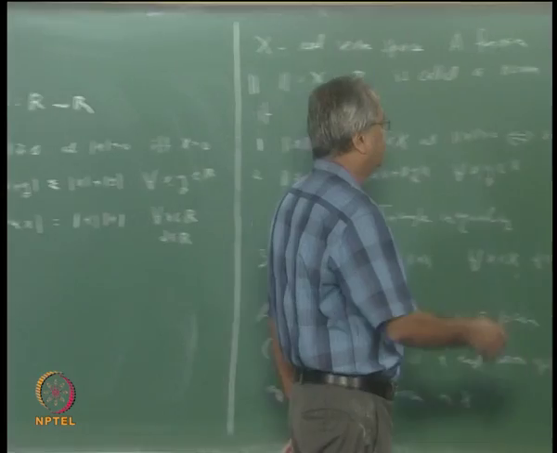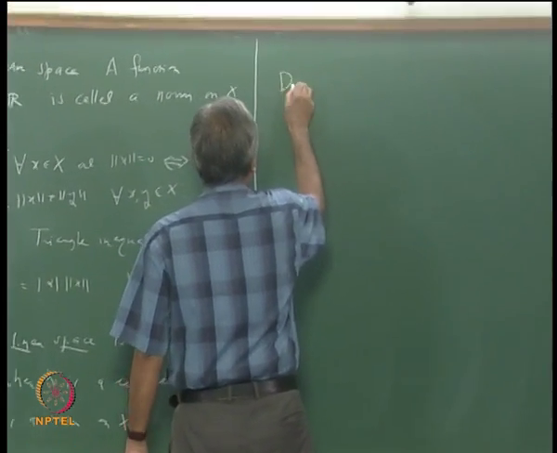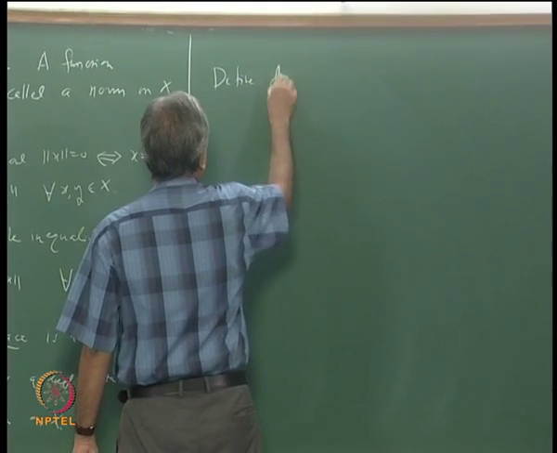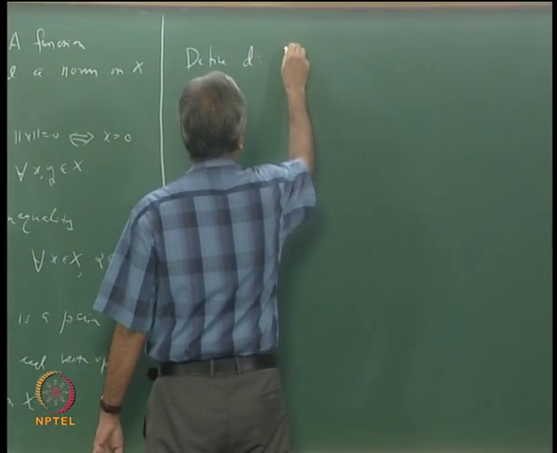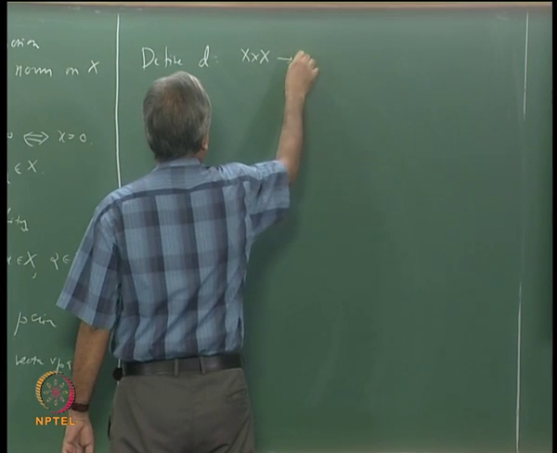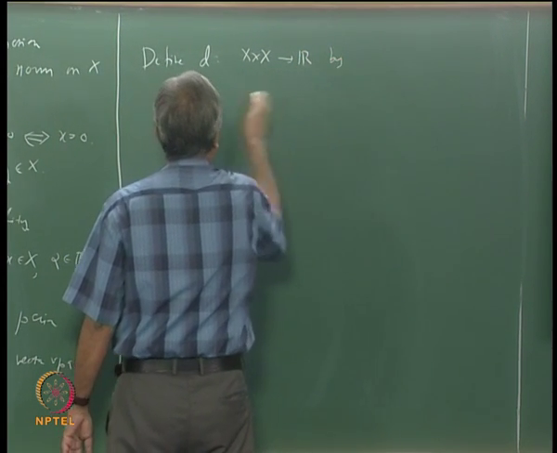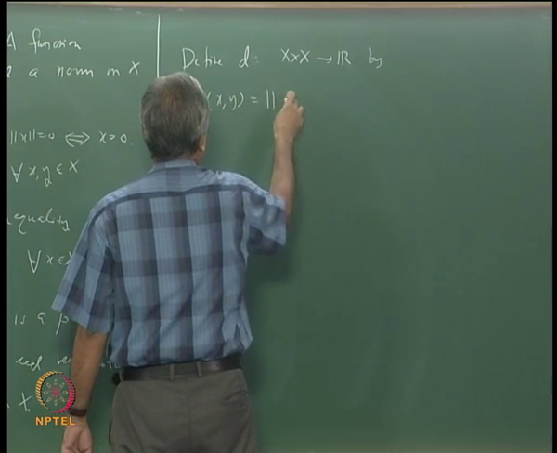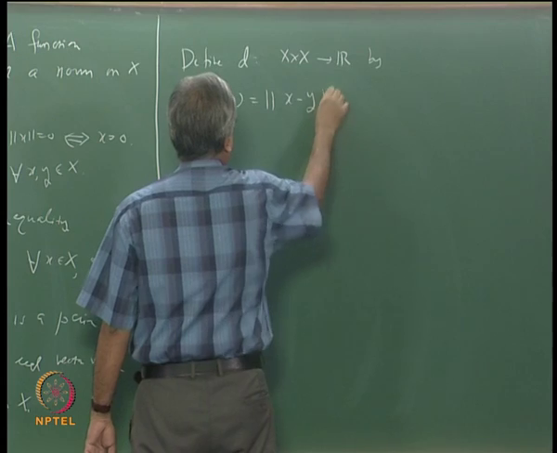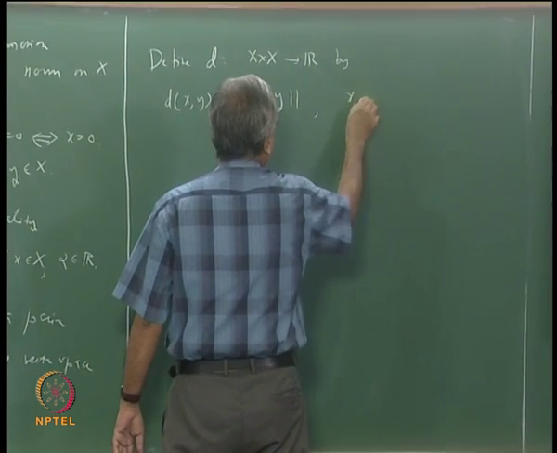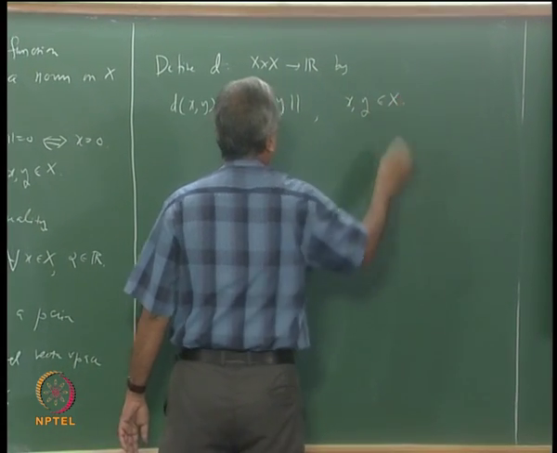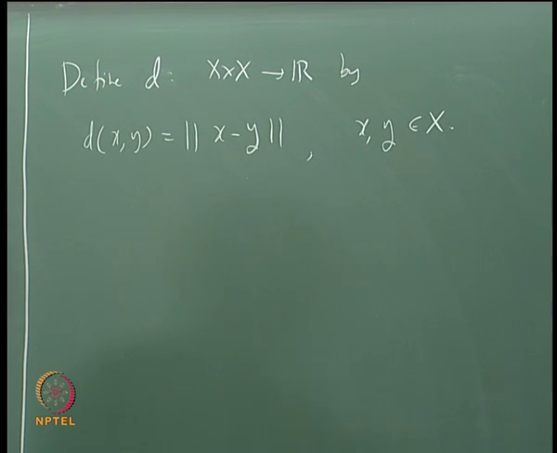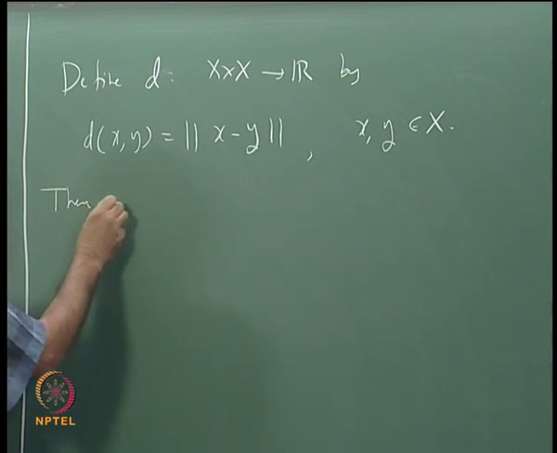So you can define d from X cross X to R by d(x, y) = norm of (x minus y). Then d is a metric on X.